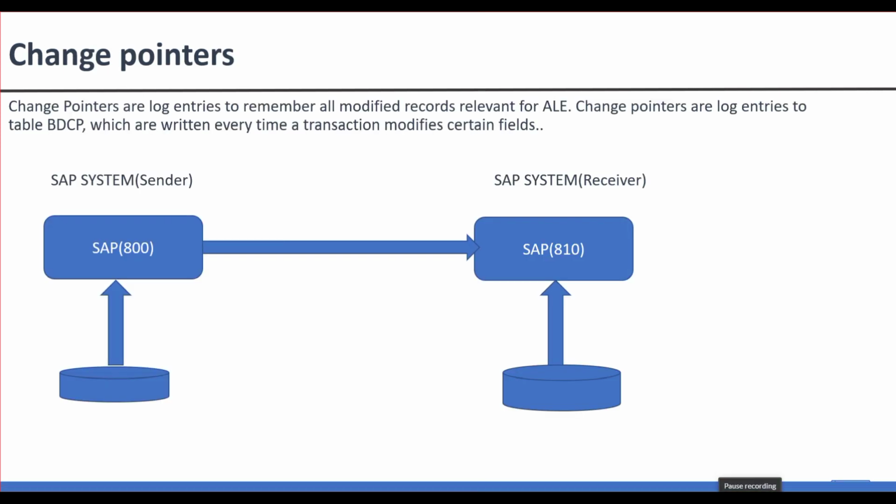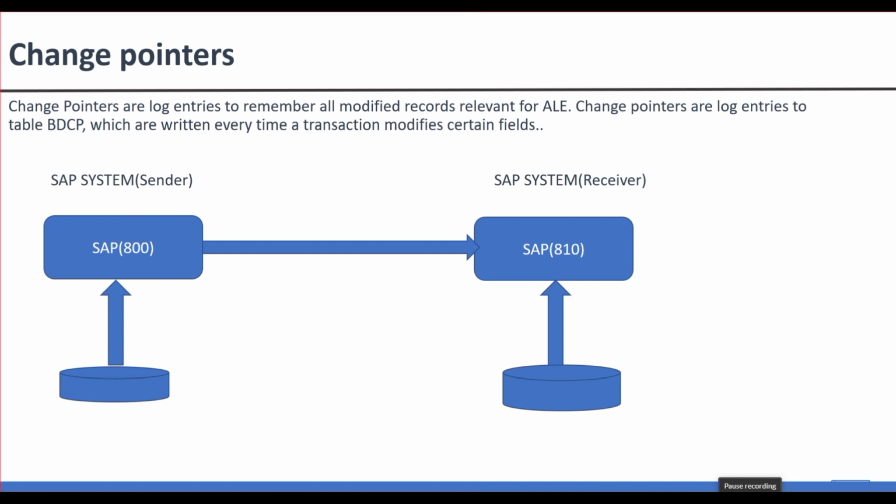The main concept of change pointers is that when master data such as material master, vendor master, customer master, etc. changes in SAP, we can capture the changed values using this change pointer mechanism.